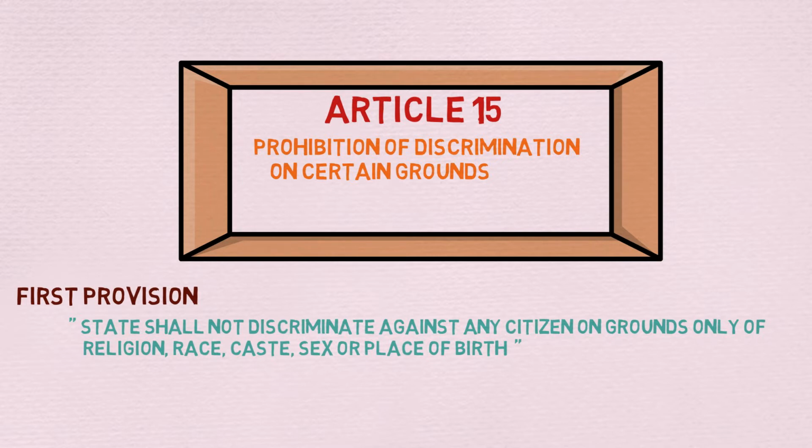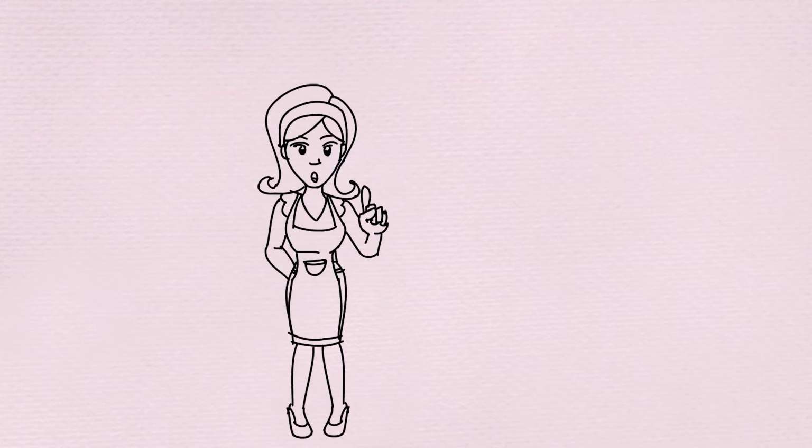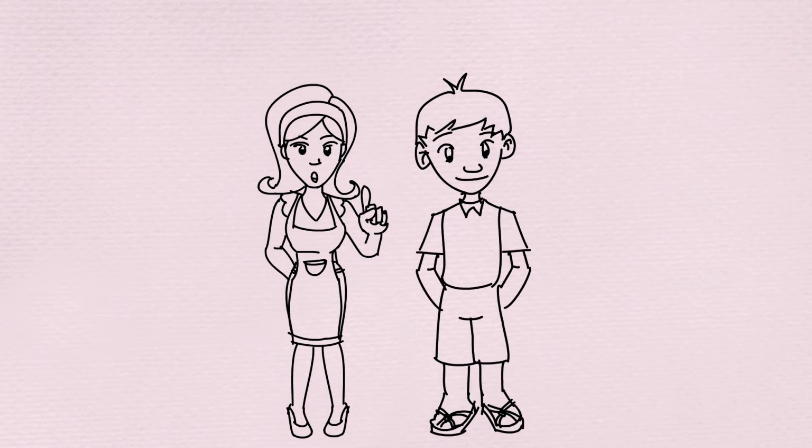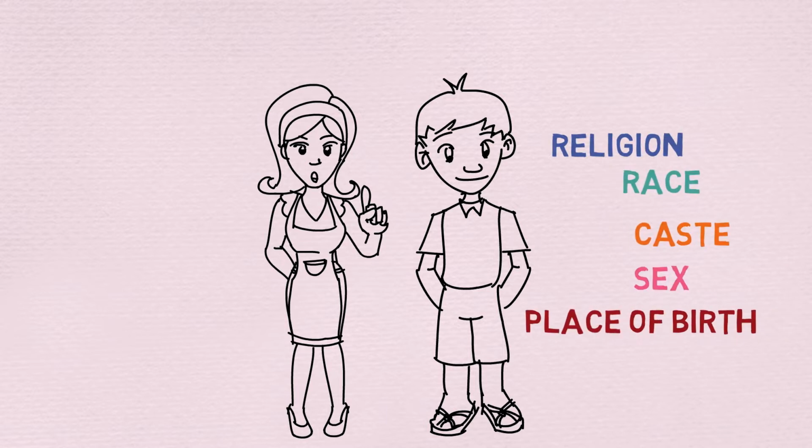Let's understand this step by step. What is discrimination? Discrimination simply means treating two people differently, one adversely and the other favorably. Discrimination becomes a problem when it is done based on someone's religion, race, caste, sex, or place of birth.